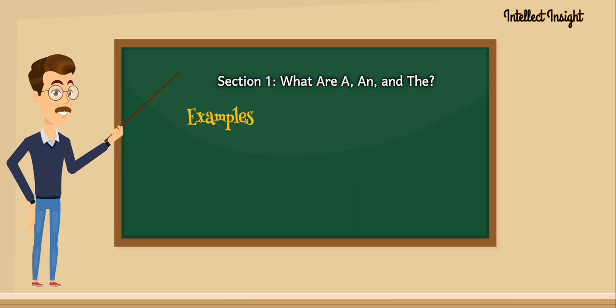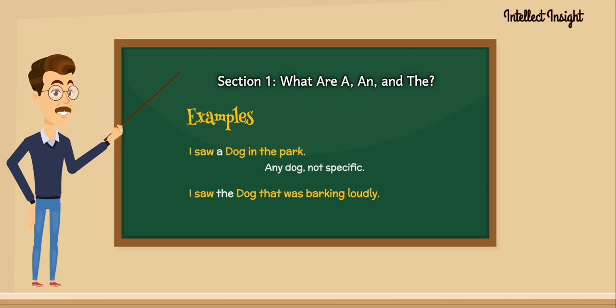Let's take a few examples. I saw a dog in the park. It could be any dog, not specific. I saw the dog that was barking loudly. A specific dog we both know about.